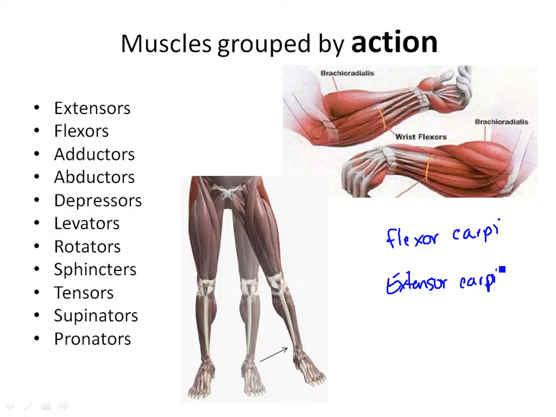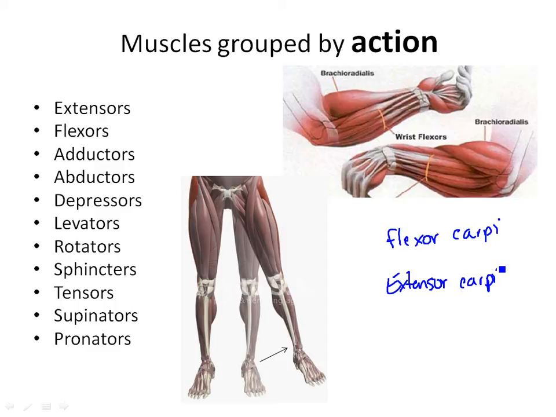Right, the opposite holds true for your extensors. Extensors are going to pull the hand back to anatomical position. So they're going to be back here. They're going to be on the dorsum of the hand, the back side of the hand. This area of the forearm, these muscles will be indicated that this is the extensor carpi.